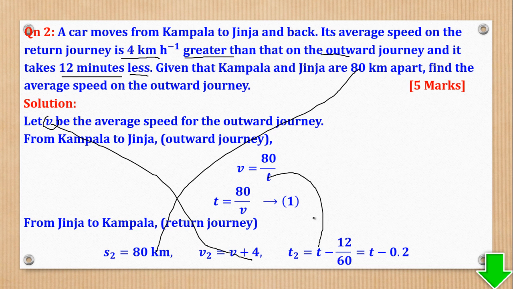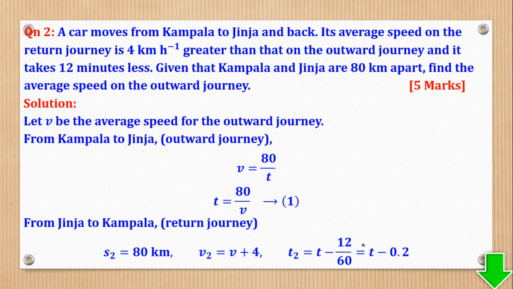Why over 60? It is because we have to express in the same units. This was per hour, so you can't use minutes. You have to use hours as time. Simplify 12 over 60, which is 0.2, so it gives you that. Actually, this interpretation was the most vital. Any mistake in that interpretation, everything goes away.